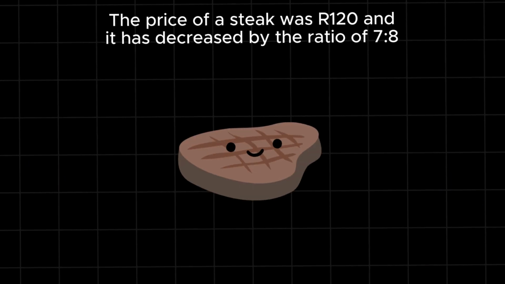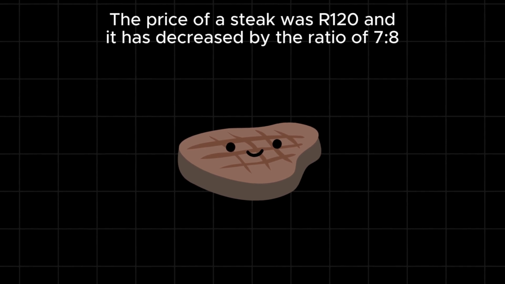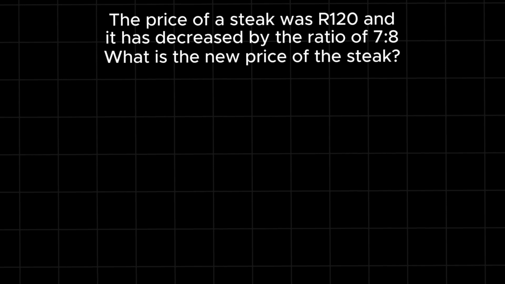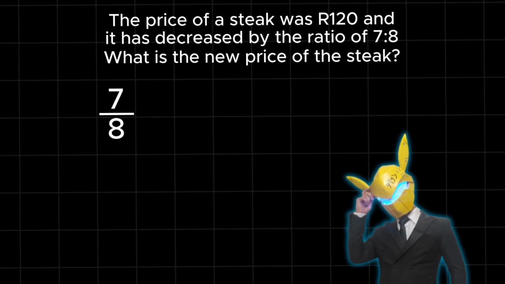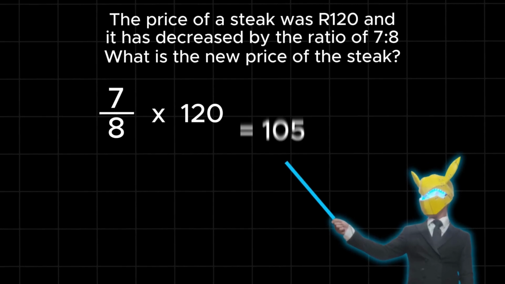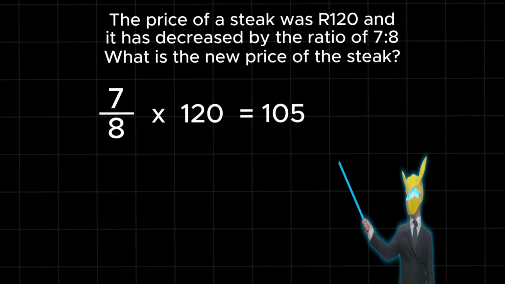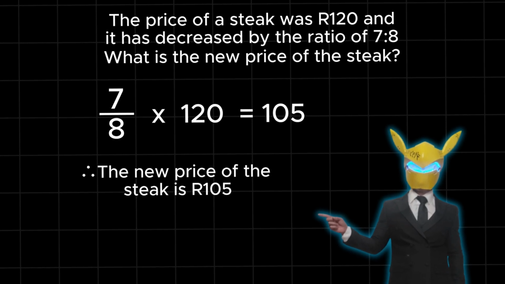The price of a steak was 120 Rand, and it is decreased by the ratio of 7 to 8. What is the new price of the steak? We are decreasing, so we put the smaller number on top, and we get 7 over 8 times 120, which equals 105. Therefore, the new price of the steak is 105 Rand.